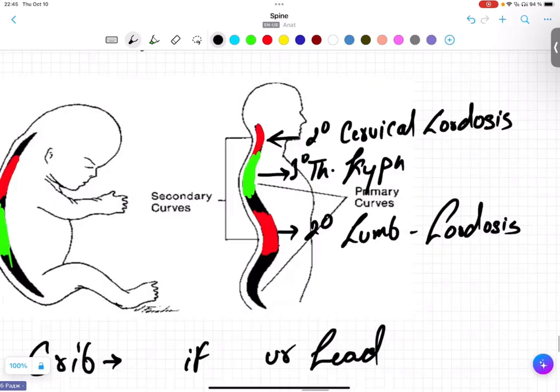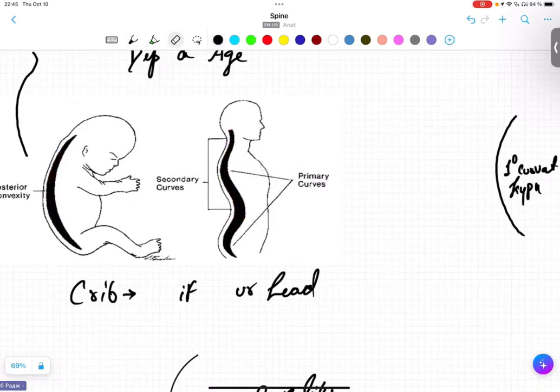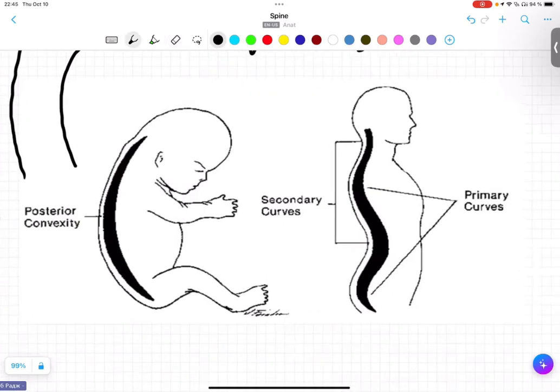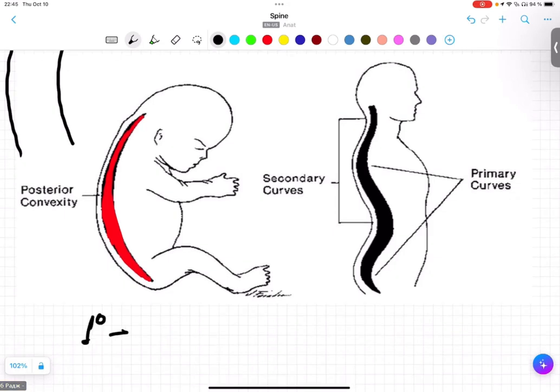So what did I tell you? I told you with the birth of the child, he was not moving any muscles. Since there was no movement of the muscles, you have just a single curve. This curve is known as the primary curvature. Primary. And what is the name of the primary curvature? Kyphosis.